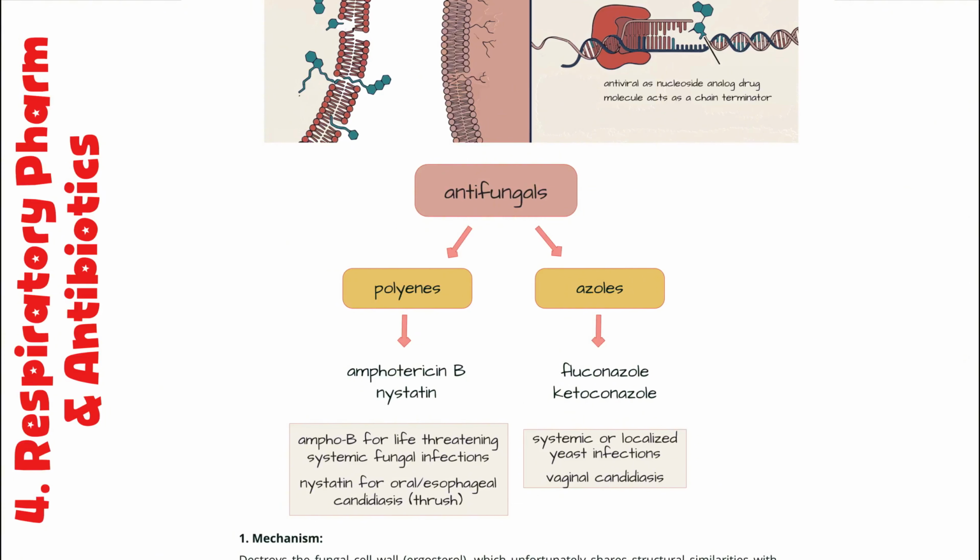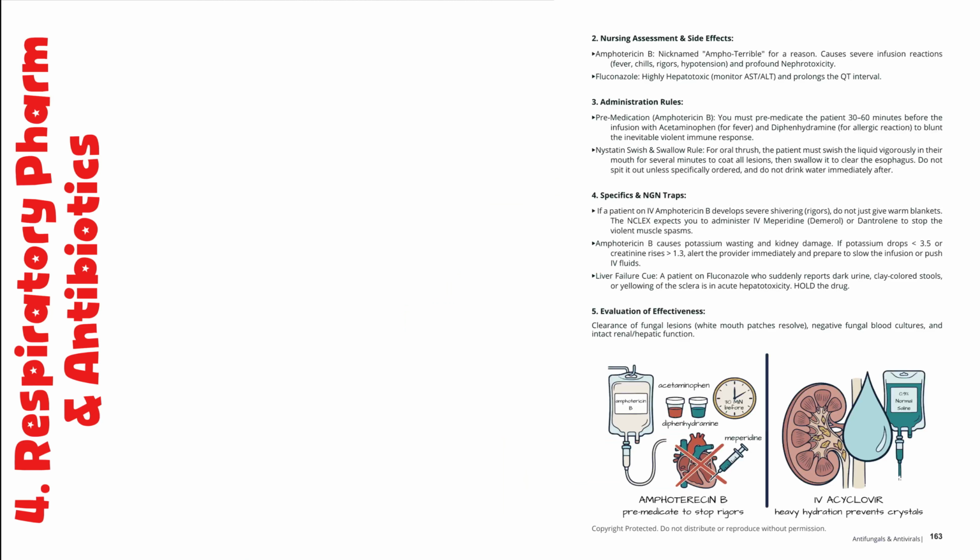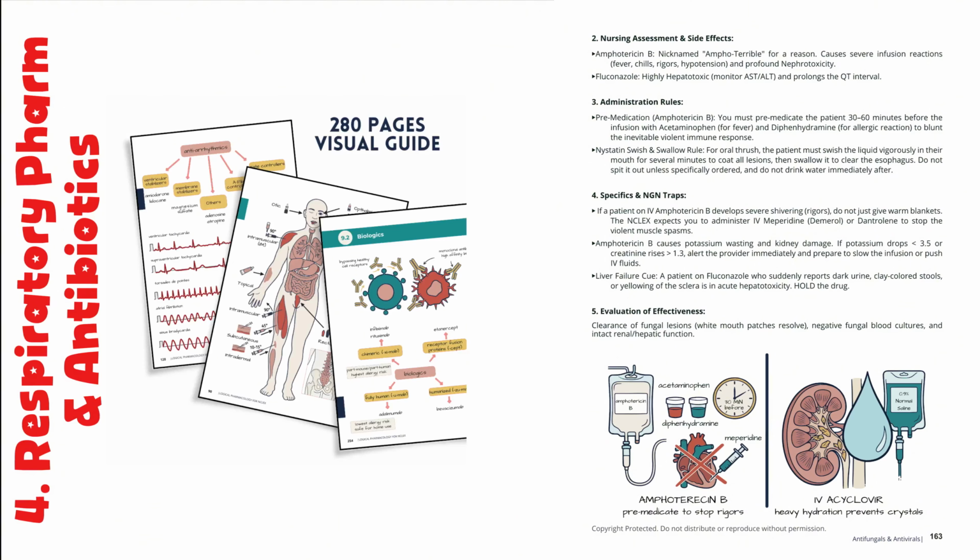too. Amphotericin B is nicknamed amphoterrible for good reason: severe infusion reactions and heavy nephrotoxicity. Premedicate 30 to 60 minutes ahead with acetaminophen and diphenhydramine. If the patient develops violent shivering or rigors, warm blankets aren't enough. You need IV meperidine or dantrolene to stop the muscle spasms. Watch potassium and creatinine closely throughout.